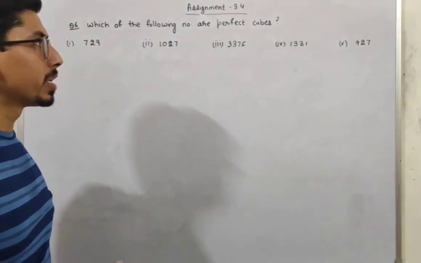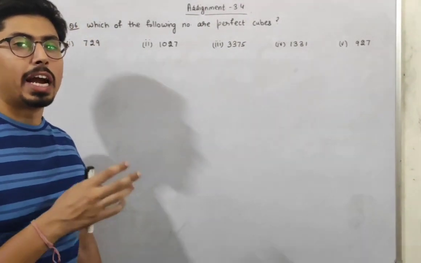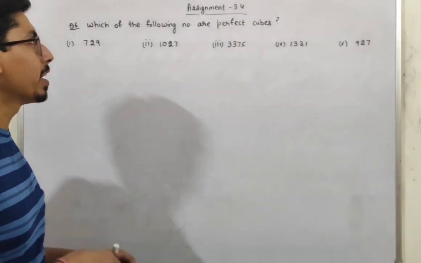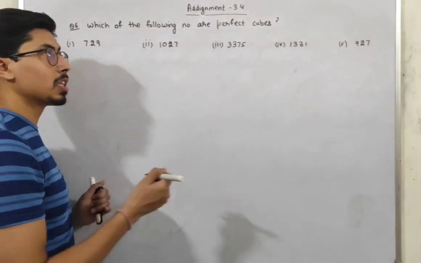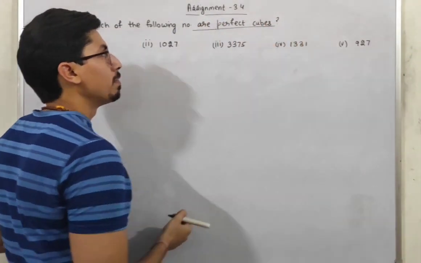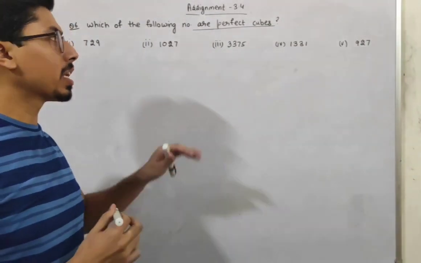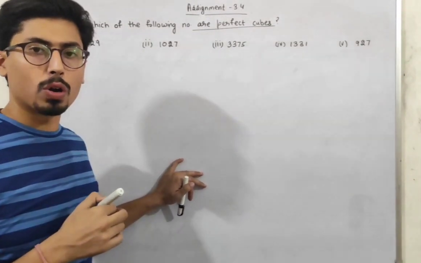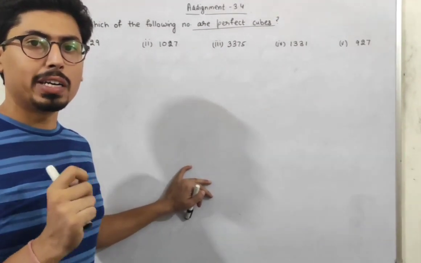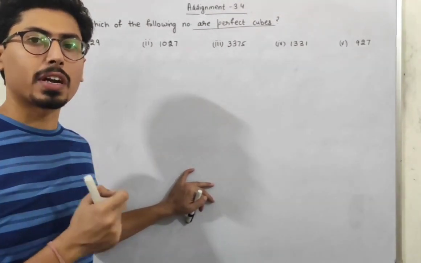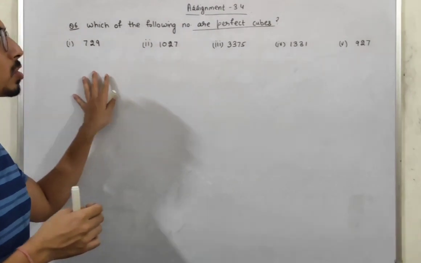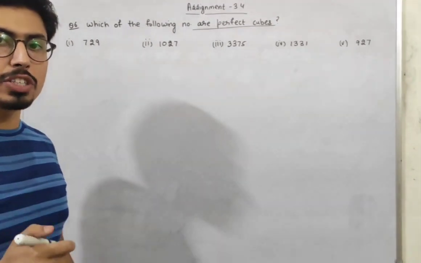Okay, students. So moving forward to our question number 6, students. In question number 6, we have 5 parts, in which we have to find out which of the following are perfect cubes. Students should find whether the given numbers are perfect cubes or not. First of all, we have to find the prime factors using the prime factorization method. So I'm going to simplify them using the prime factorization method.